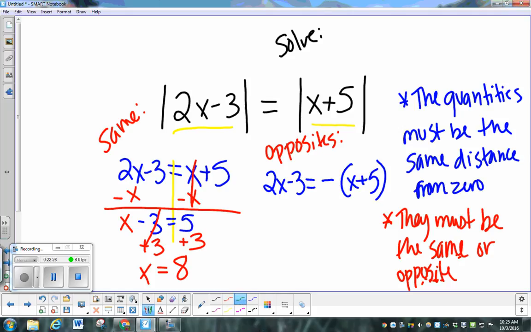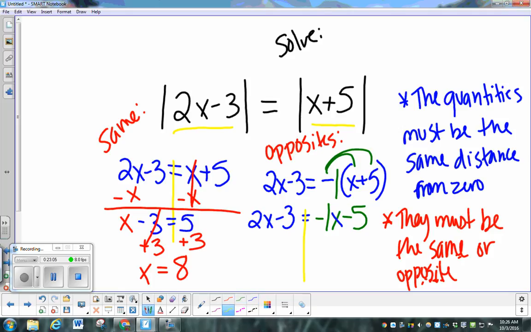Now on this equation, what do I have to do before I can even get the x's on the same side? What do I have to do with that negative? We have to distribute that. It's like a negative 1, right? So negative 1 times x is negative 1x, or just negative x, and negative 1 times 5 is negative 5. So you have to distribute that negative first when you get one like this. When you get two absolute values equal to each other, you're going to have to end up doing that.